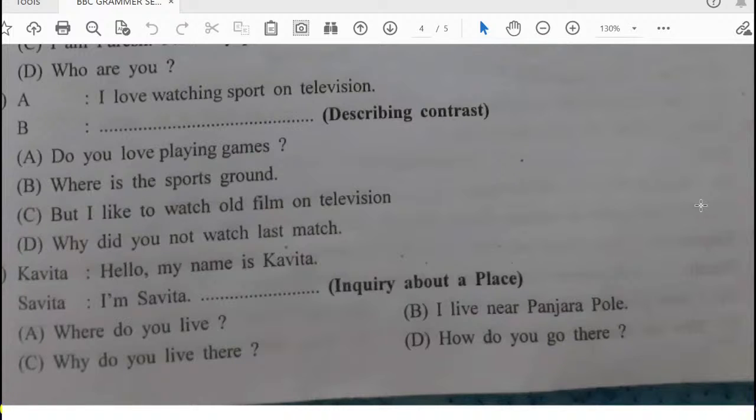So what sentence will you put in contrast to the sentence I love watching sport on television? Option C, but I like to watch old films on television.